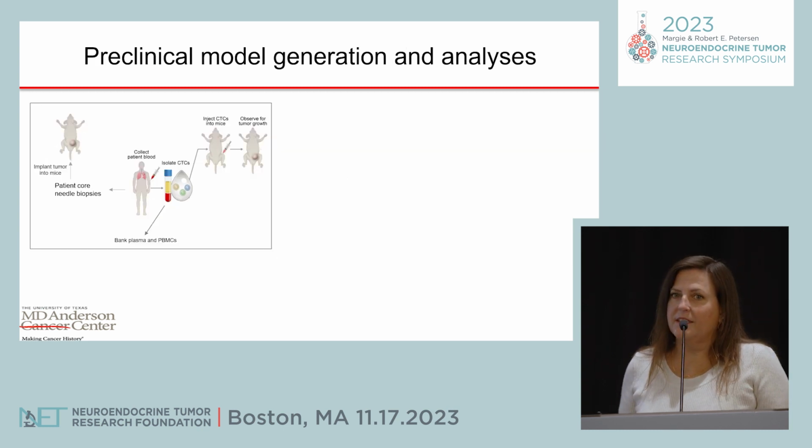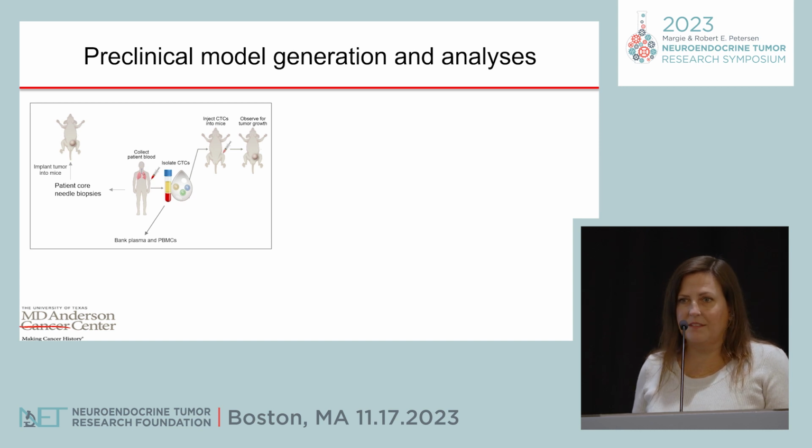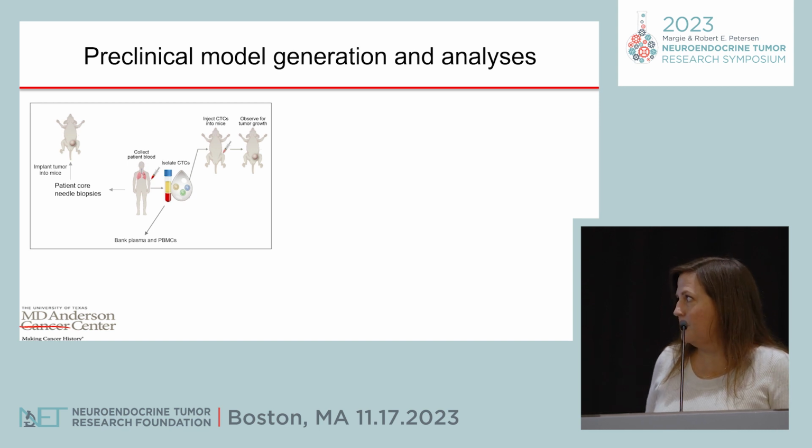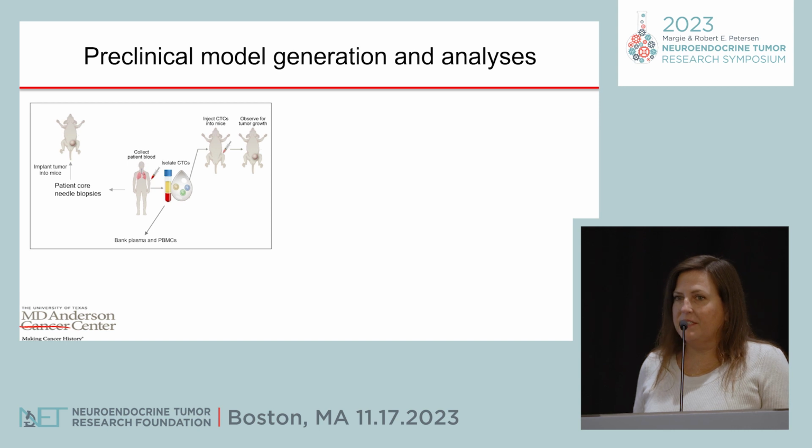So we've taken a system that we originally set up for small cell lung cancer, and we've expanded it to include pulmonary large cell as well as extrapulmonary high-grade NETs. We identify patients and consent them to our existing lab blood and tissue collection protocols. We isolate blood, CTCs, generate PDXs from the circulating tumor cells, as well as banking plasma, buffy coat, cryopreserving PBMCs, and collecting patient biopsies. Primarily, these are core needle biopsies, but occasionally surgical resections.